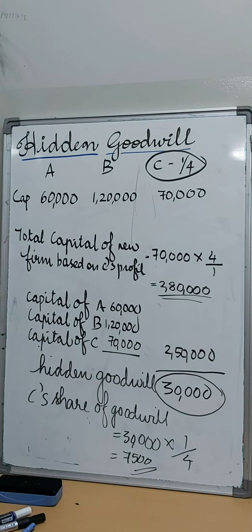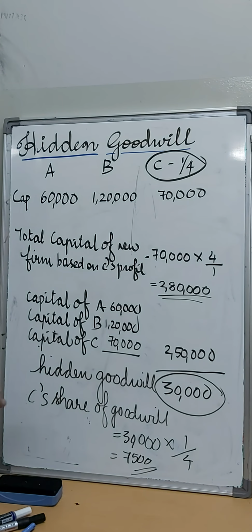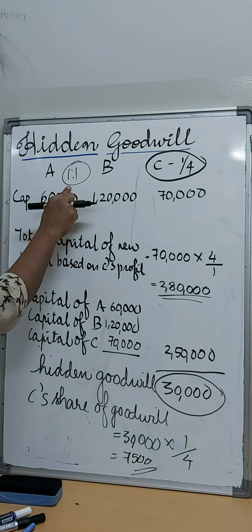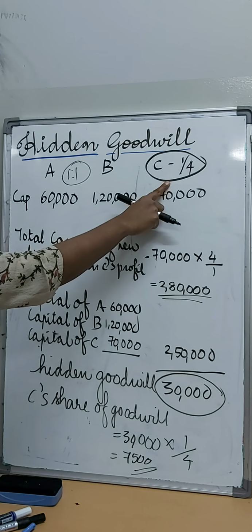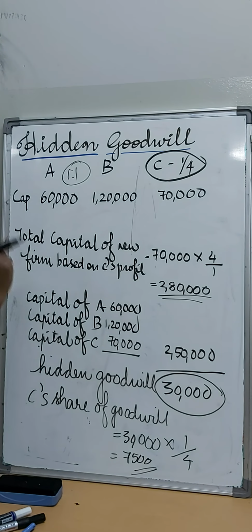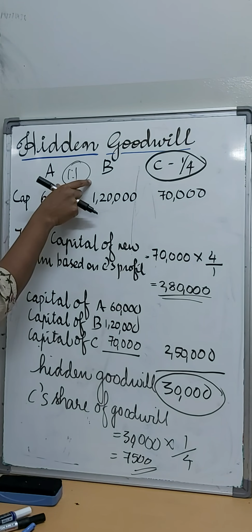Now we need to pass the adjusting journal entry also. A and B, two partners were there, and C is admitted for 1/4th share of profit. About their old profit sharing ratio, nothing is mentioned in the question, so we should assume it as 1:1. Now they admit C for 1/4th share of profit, so the sacrificing ratio will be the old profit sharing ratio, that is 1:1.